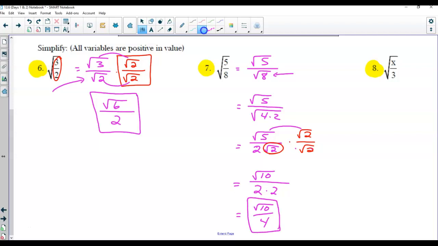And now I have no root in the denominator. I have no perfect squares underneath the root. I have no negatives underneath the root. So I am done-zo, and that is simplified.